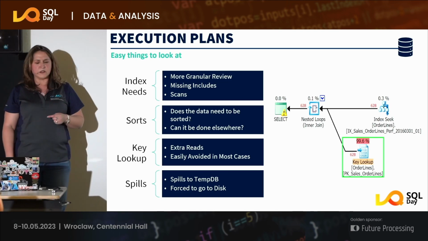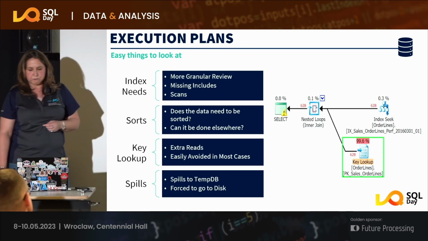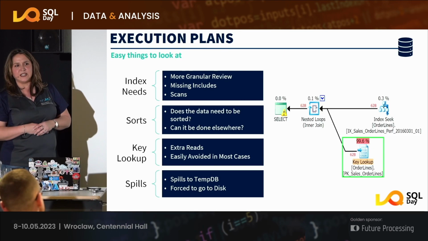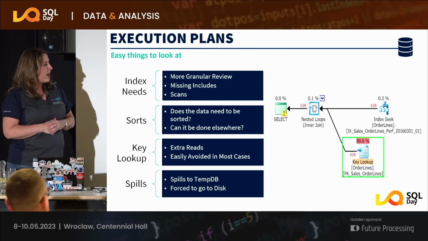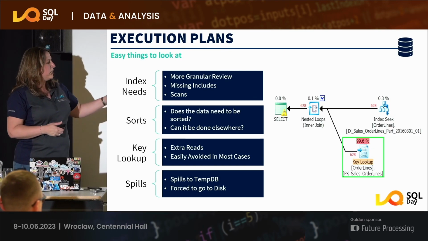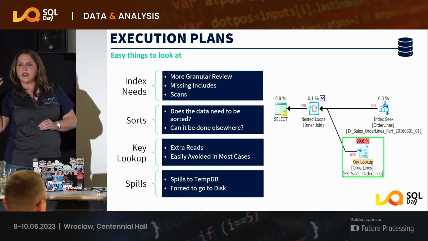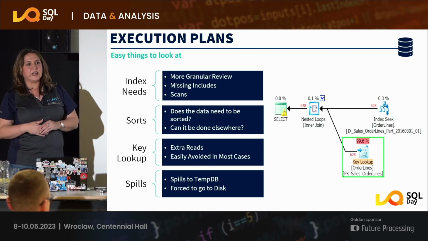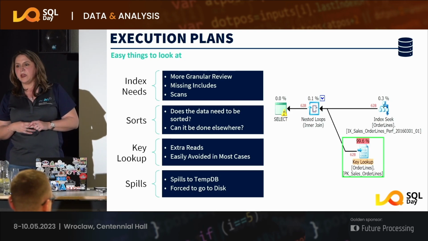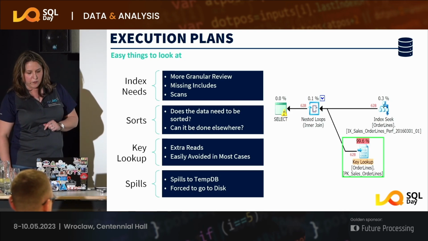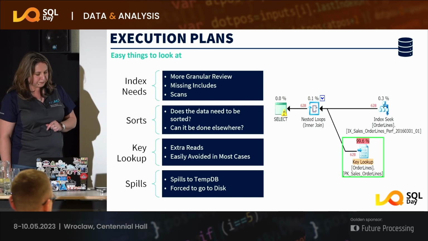Key lookups and spills. Spills to Tempdb, those get solved in 2017 and above. He'll talk about some of that. But that's when you actually spill, and instead of having everything done in memory, it goes to disk and it has to write using the page file or whatever. It might slow you down because your disk may be a bottleneck. So see what you can do to get rid of those as well.